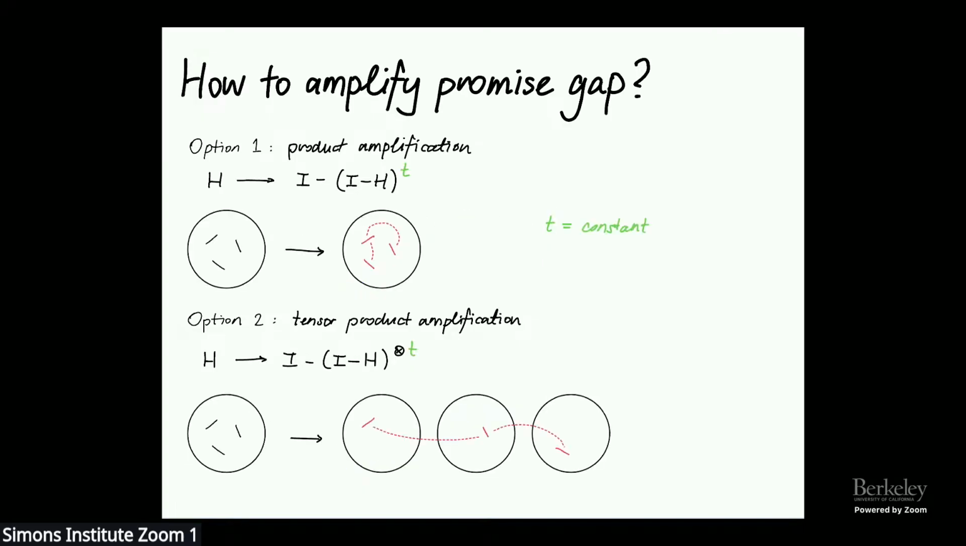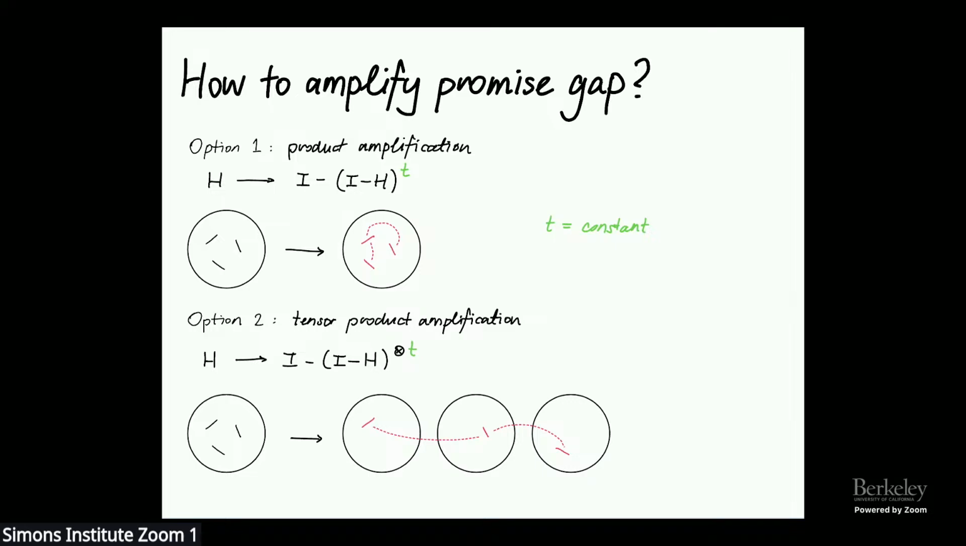So, okay, let me talk now about how you actually do this. How do you achieve the parameters that I talked about? How do you amplify the promise gap of a Hamiltonian family? Here are two natural approaches that you might try. Let's say you set the amount of amplification that you want to be a constant. Option one is product amplification. You take your Hamiltonian H and you map it to identity minus H, to the T. That product there is just a matrix product, okay?